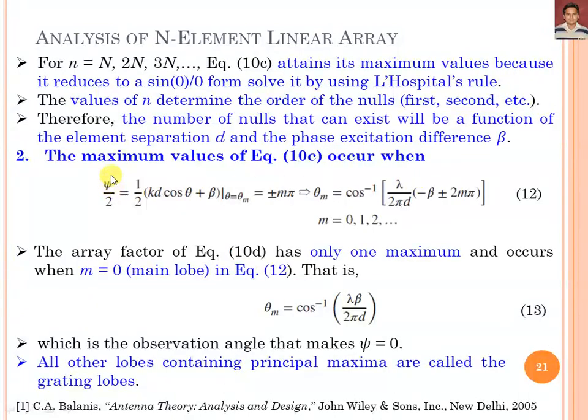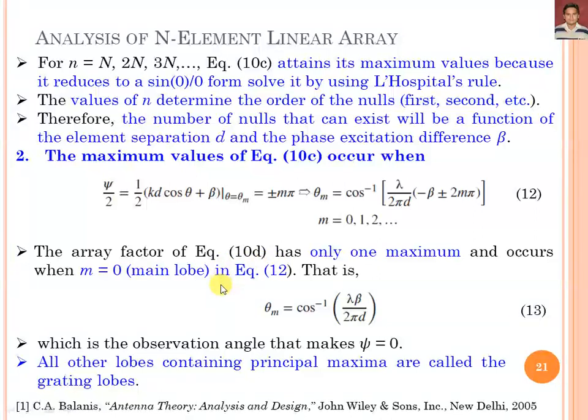The second important parameter is the maxima values, and these can be calculated again by using this expression, where we put psi by 2 equal to 1 by 2 of kd cos theta plus beta, which is equal to m pi, where m represents the maxima, and we take the value of m equal to 0, 1, 2. By putting different values of m in this expression for theta m, we get the maxima of the array. The array factor of this equation has only one maxima, and it occurs when m is equal to 0.